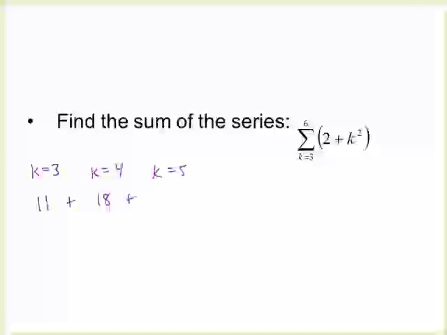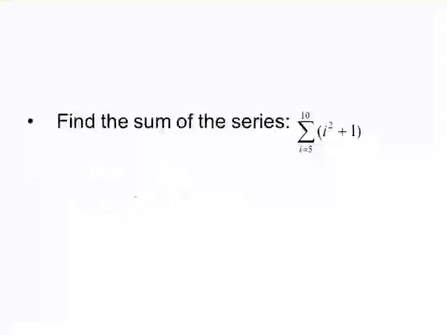Then I plug in 5. 2 plus 5 squared is 27. Then I plug in 6, and I get 38, and then I'm done, because we stop when we plug in the top number. Then we add this up. We get 94. Questions? Go ahead and try the last two.